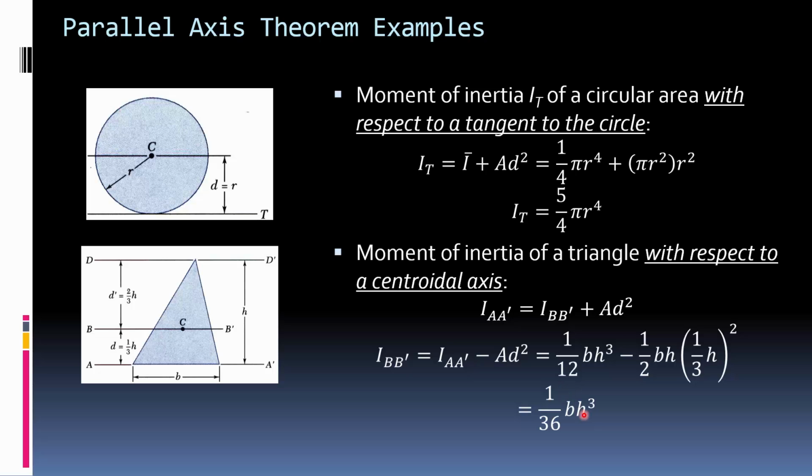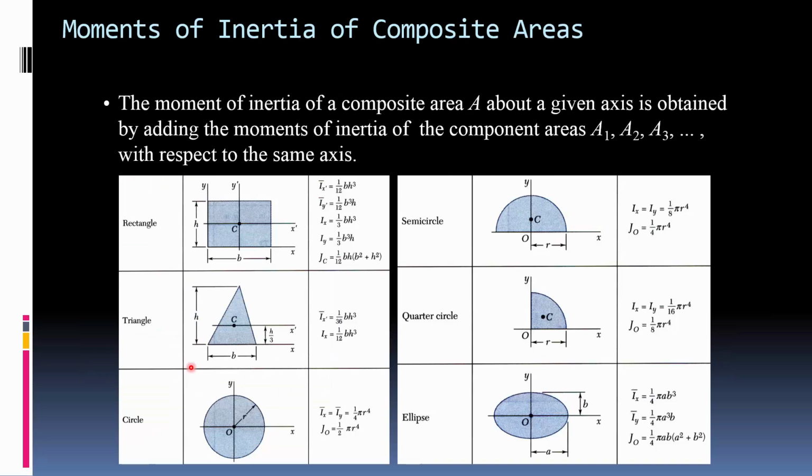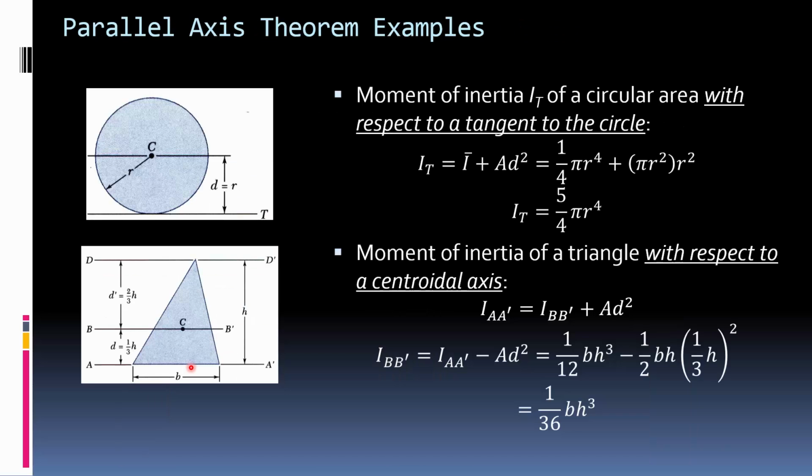So you'll notice this moment of inertia with respect to its centroidal axis is quite a bit less than the moment of inertia with respect to this axis here. Okay, so those are some examples going through and working out a circle and a triangle.